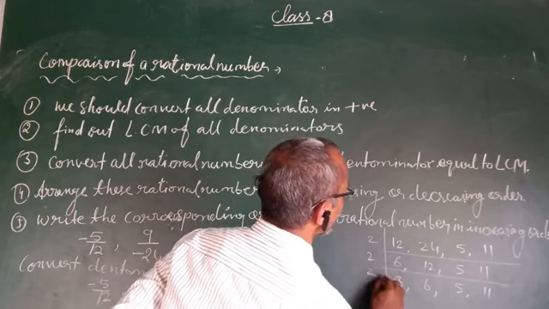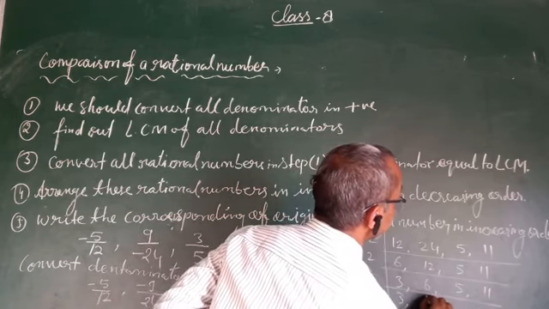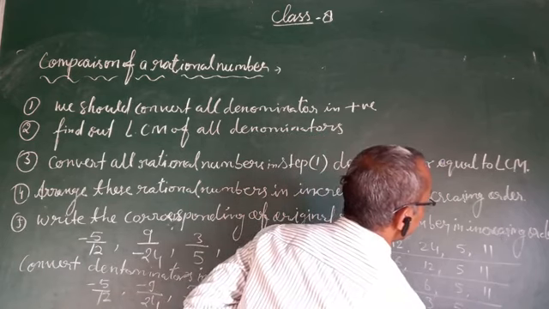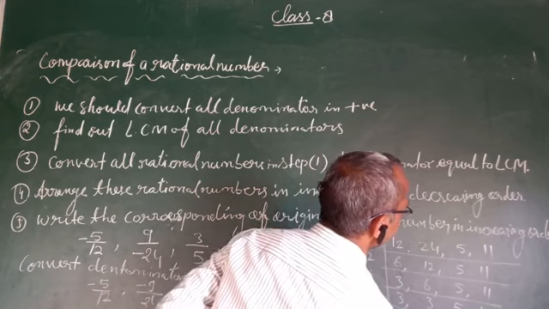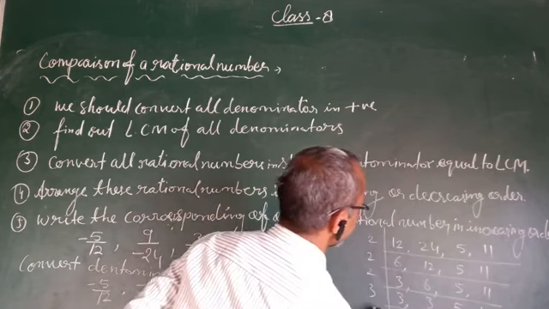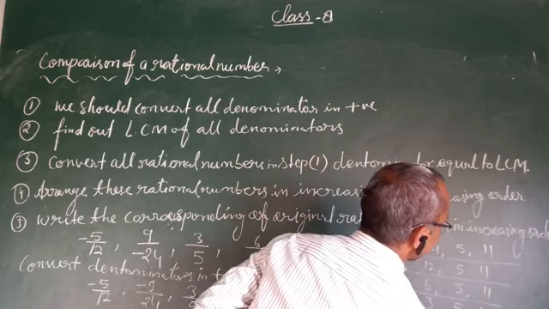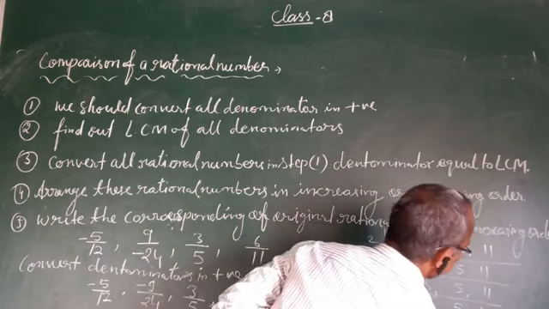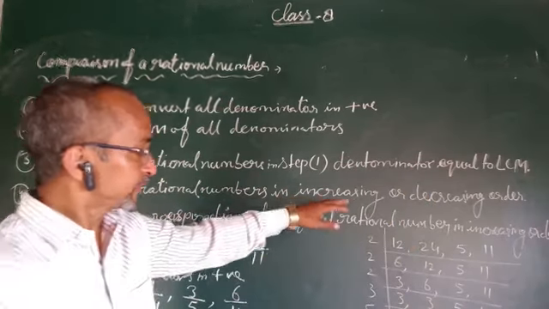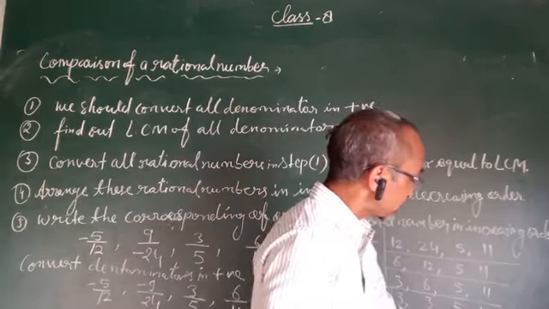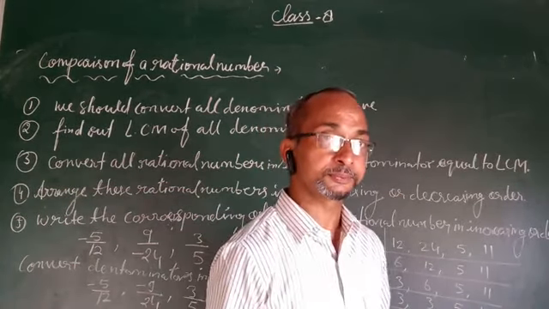Again 2: 3, 6, 5 and 11. Again 3: 1, 1, 5, 11. Again 5: 1, 1, 1 and 11. Again 11: 1, 1, 1, 1. Continue this process until you find all fractions as 1, all parts as 1.